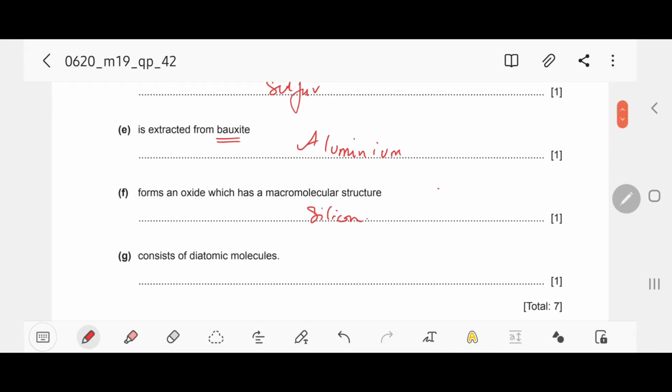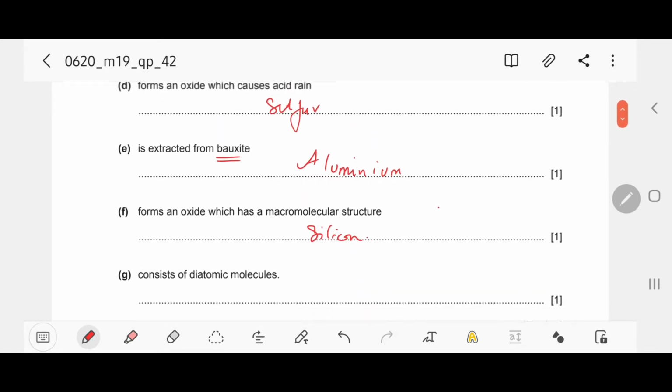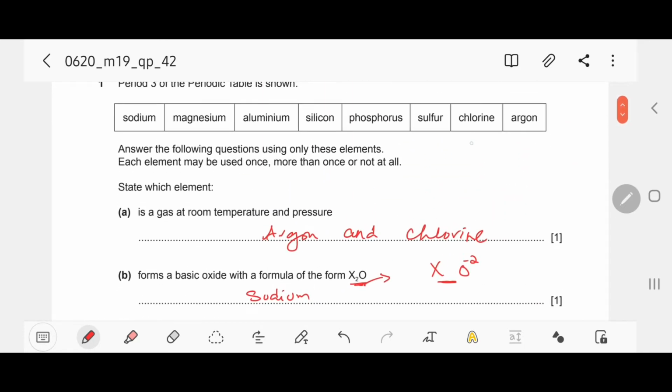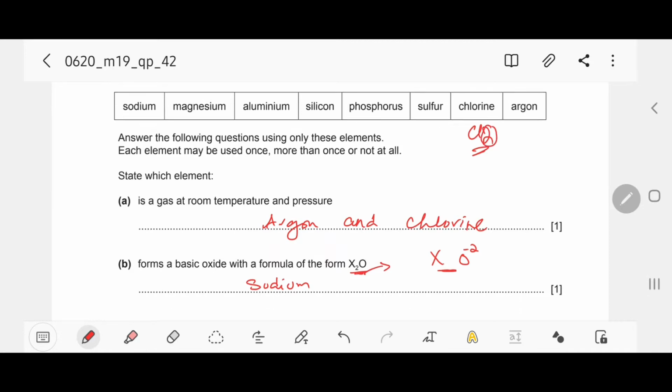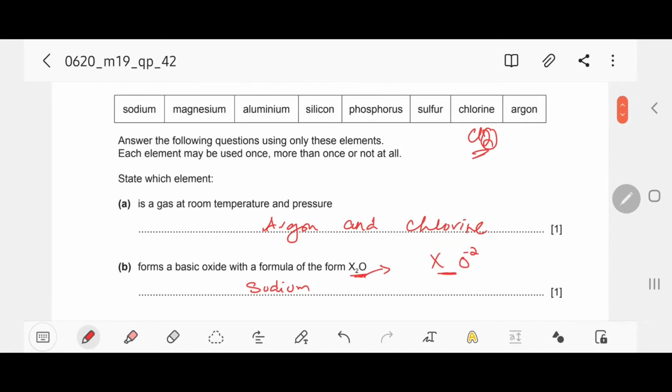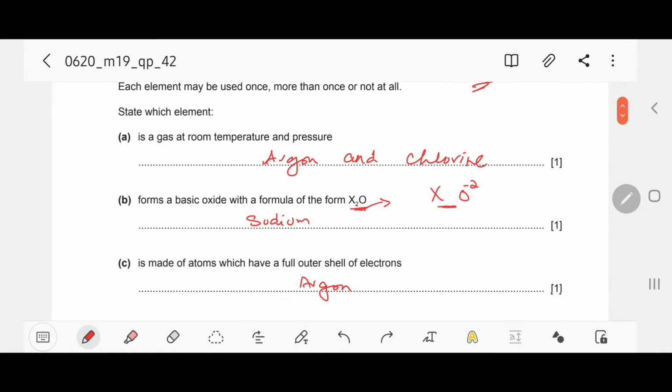Which element consists of diatomic molecules? We will look, and yes, Cl2. We always write Cl2. Why? Because it is a diatomic molecule. So we will write chlorine. And we can write any element once, more than once, or not at all, because it's already written there. So you have to see and apply those things when you are writing.